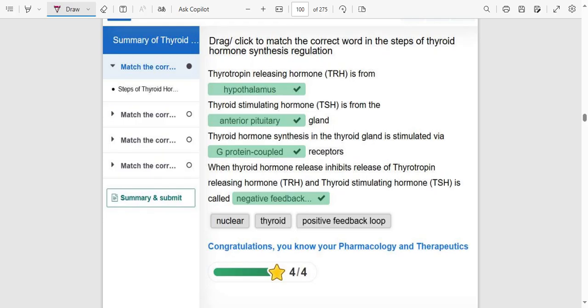Thyrotropin releasing. So we've already talked about this, isn't it? Thyrotropin releasing hormone is coming from the hypothalamus. Thyroid stimulating hormone from the anterior pituitary. Thyroid hormone synthesis in the thyroid gland, the doc already said, is via G coupled receptor. And then when the thyroid hormone released inhibits release of thyrotropin releasing hormone, that's a negative feedback.